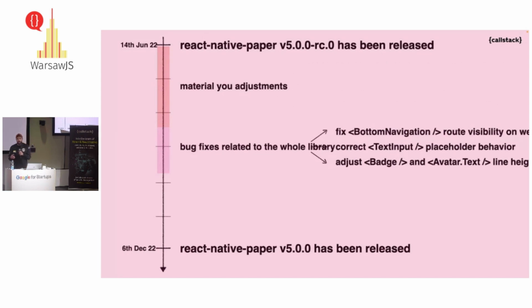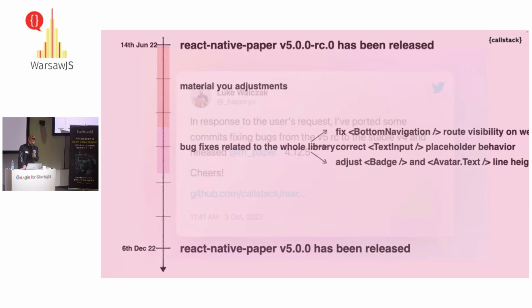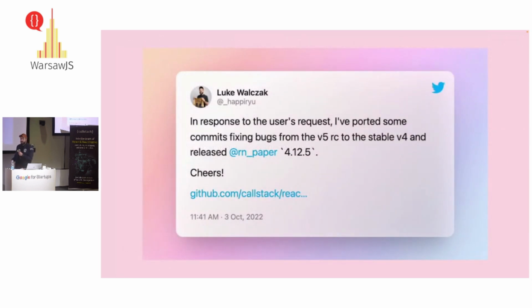They were not strictly related to Material You, and usually we were fixing them in parallel to the Material You adjustments. And that's why, as I mentioned in the first slides related to the branching strategy, from time to time we cherry-pick them and release patches to version 4 as a response to user requests.